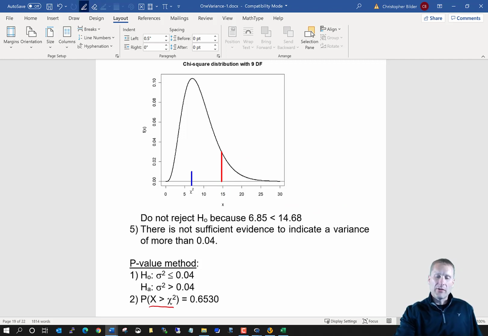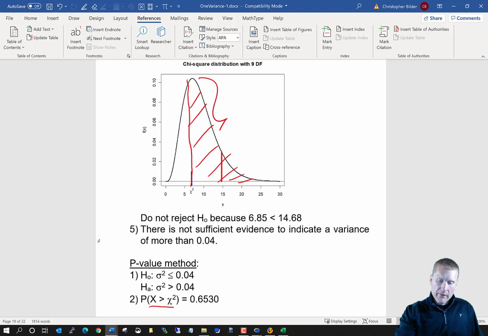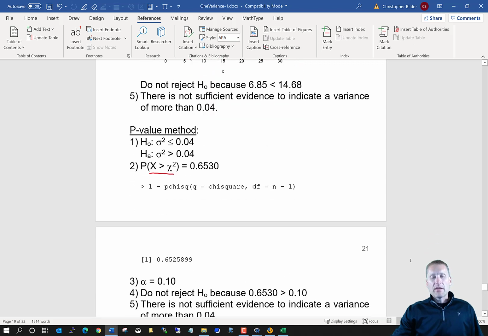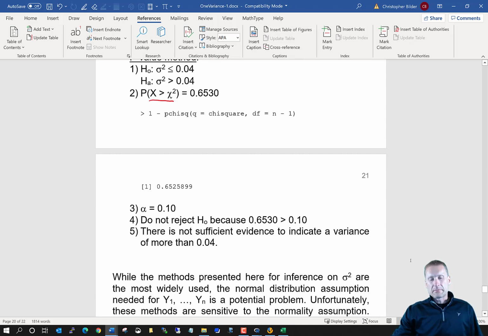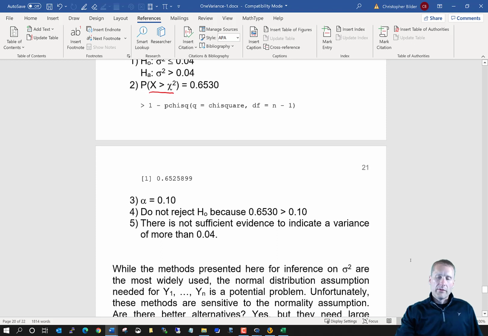Sometimes I say corresponding too much. So what I'm trying to do is find this particular area. I don't need to multiply it by 2 because it's just a one-tailed test. That area ends up being 0.6530. And how do I find that? I find that using the pchisq function. Alpha is 0.1, so do not reject H0 because the p-value is greater than alpha. In the end, there's not sufficient evidence that can indicate a variance of more than 0.04.